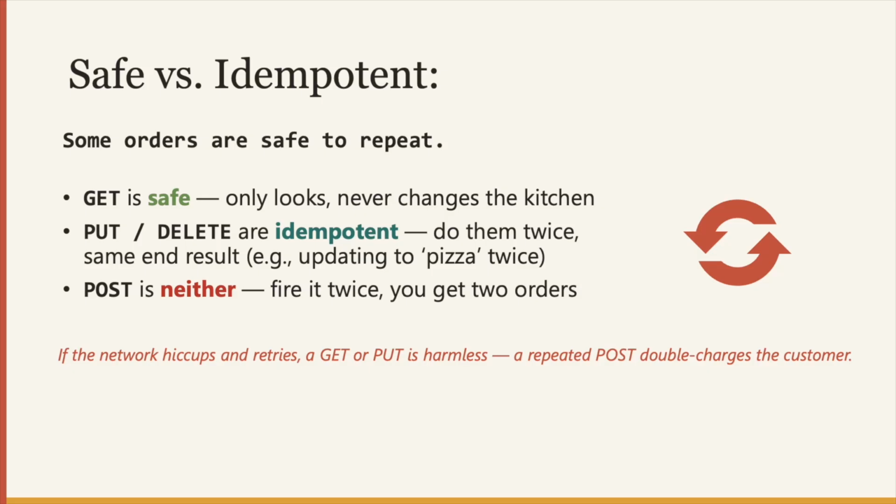Why do we care? Well, if a network hiccup causes a silent browser retry, a repeated GET or PUT is completely harmless. But on the other hand, a repeated POST can literally double charge your customer. Knowing these properties is exactly how you avoid critical system bugs.